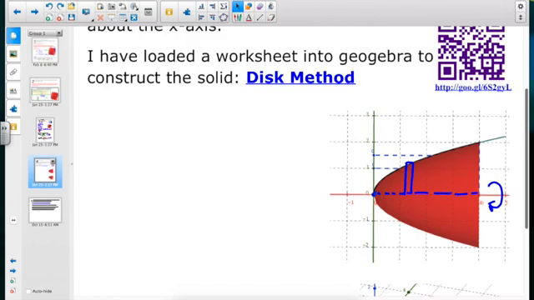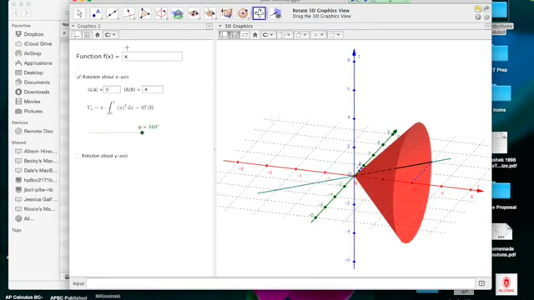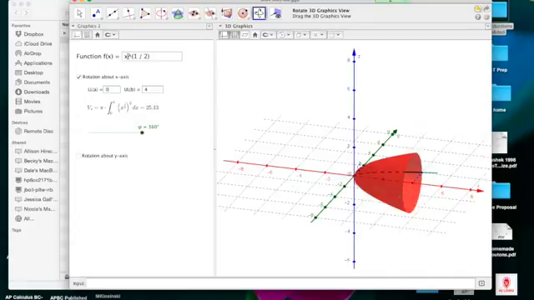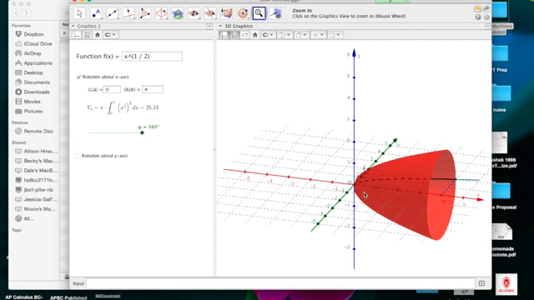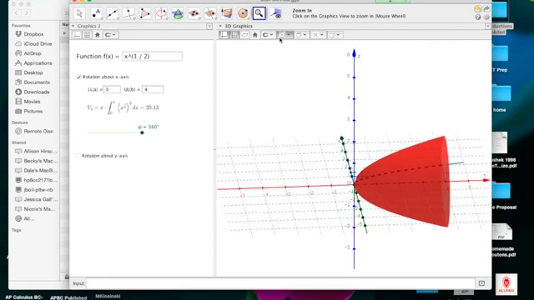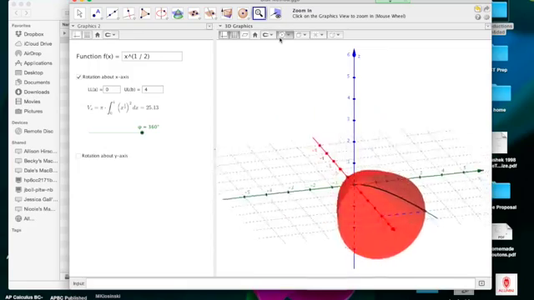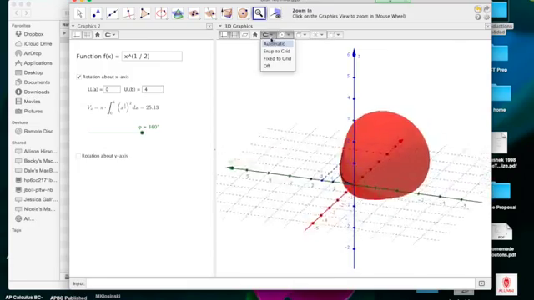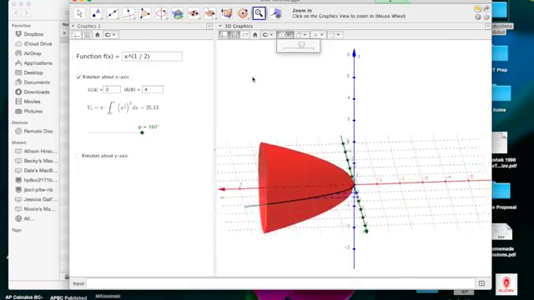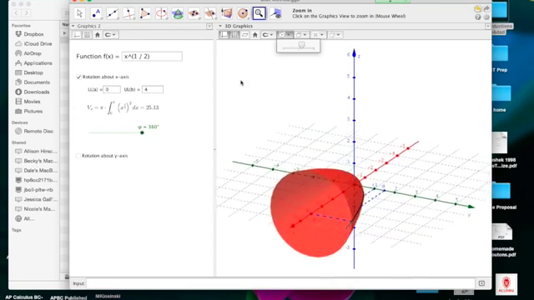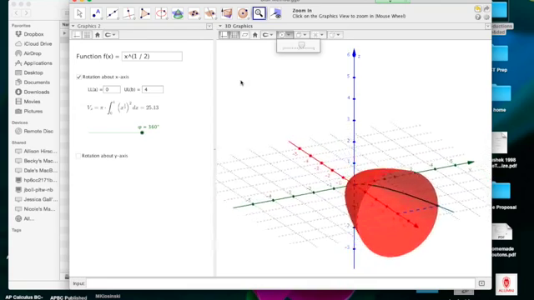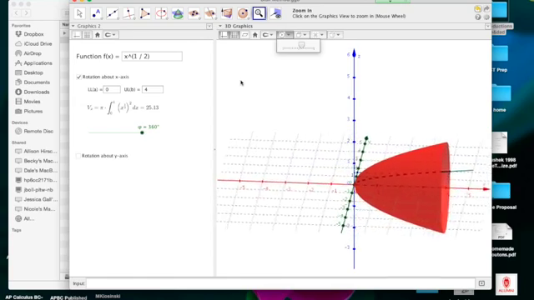So if we change this function to the square root of x, which would be x to the half power, there's your x to the half power. And we can see kind of what that looks like. And I can just put it into a three-dimensional spin. Slow down the spin a little bit. There we go. So here's that three-dimensional, you don't want to really call it a cone because it doesn't have straight sides, but it's more of like a dome shape.